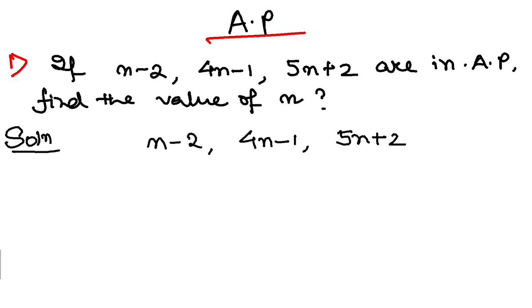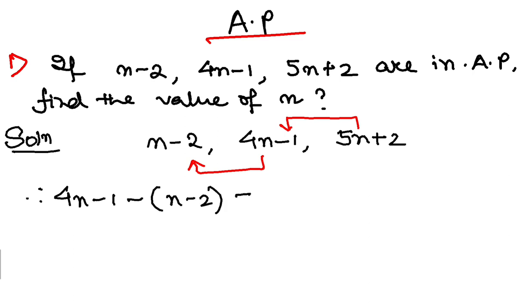So if they are in AP, the second term minus first term should be equal to third term minus second term. That means 4n minus 1 minus (n minus 2), second term minus first term, is equal to 5n plus 2 minus (4n minus 1), third term minus second term.